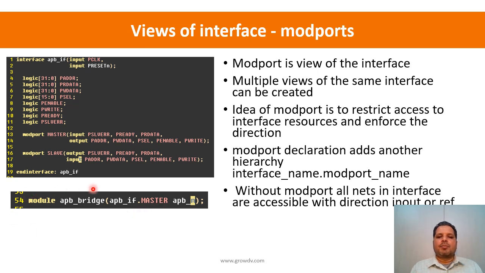In the previous example, when we were doing module APB bridge, we were directly passing the APB interface. Now if we want to restrict the access to this APB interface for the master in a specific way, we can say APB interface dot master, and then the access is restricted. And this concept is not limited to restricting access to only wires. Even the other resources that we create, like tasks or functions, can also be restricted through the Modport declaration.